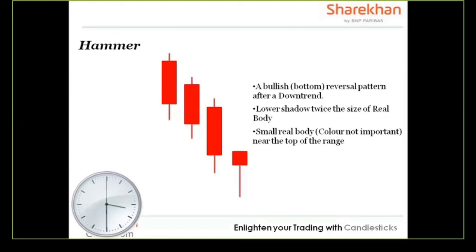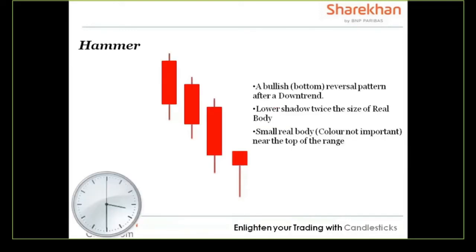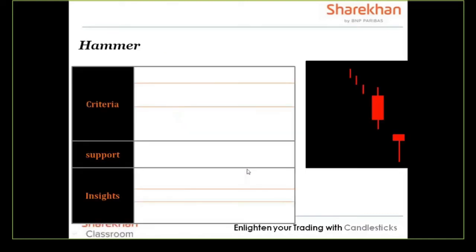This green, small real body candle should appear at the bottom of the trend. It should not ideally have a big upper shadow. That's the most important condition. It can have a small, negligible upper shadow, say 10% of the lower shadow, but otherwise, if it has a lot of upper shadow, then the buying and selling pressure goes for a toss. So that is not important.